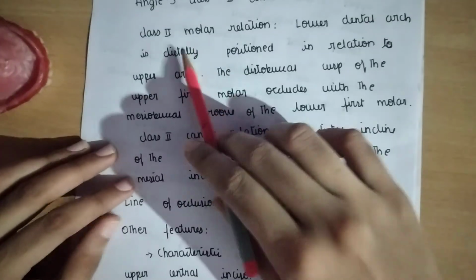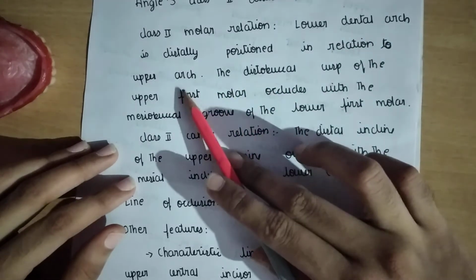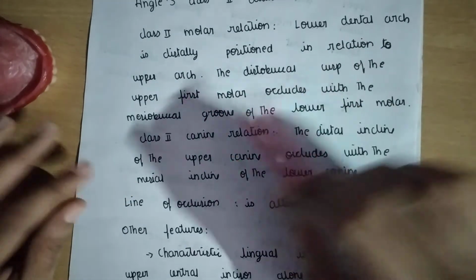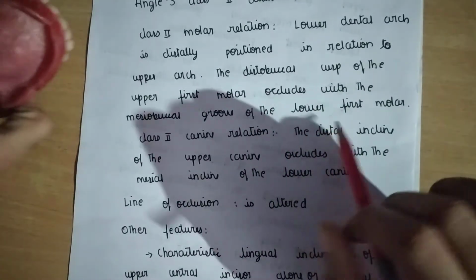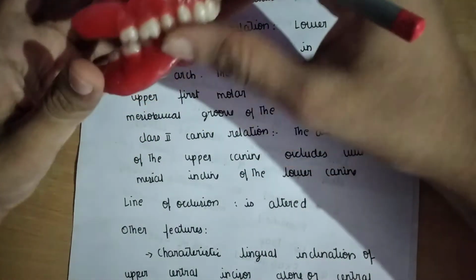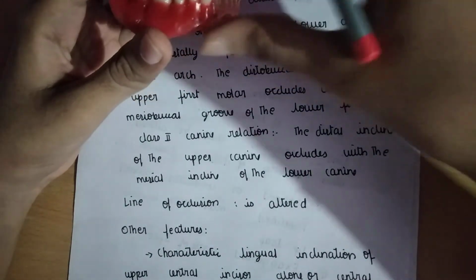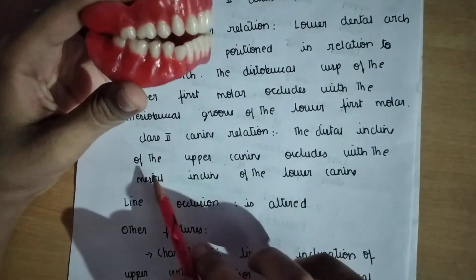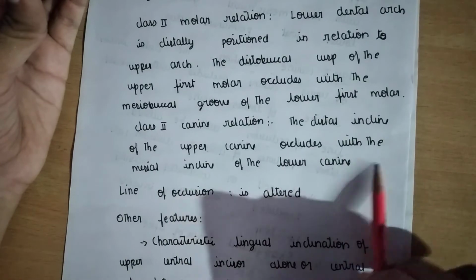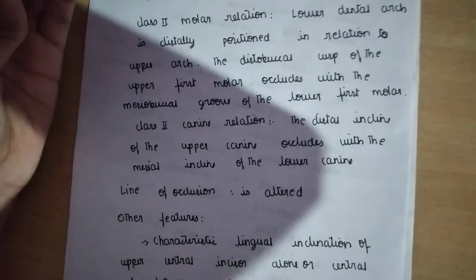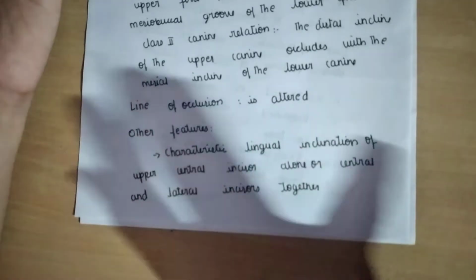So the class 2 molar relationship: the lower arch is distally positioned in relation to the upper arch. So the distobuccal cusp of the maxillary molar occludes with the mesiobuccal groove of the lower first molar, and the distal incline of the upper canine occludes with the mesial incline of the lower canine. How is the line of occlusion? The line of occlusion will be altered.